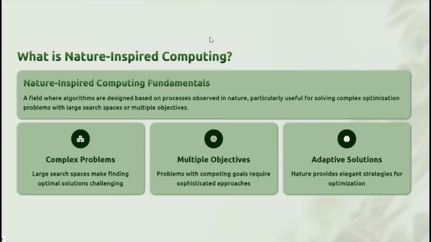So nature-inspired computing is basically a field where algorithms are designed based on the processes observed in nature, particularly useful for solving complex optimization problems where large search spaces or multiple objectives are seen. So, large search spaces make finding optimal solutions challenging, and problems with competing goals require sophisticated approaches, and nature provides elegant strategies for optimization.